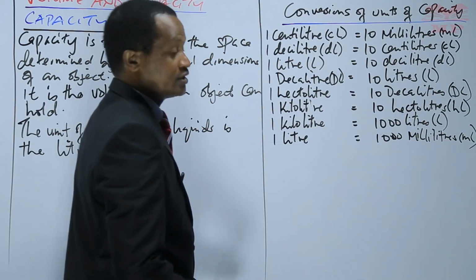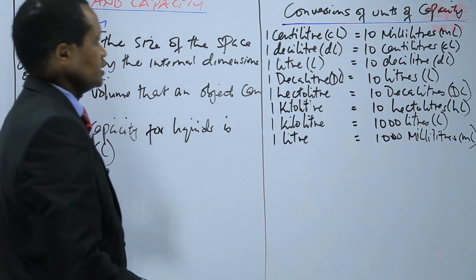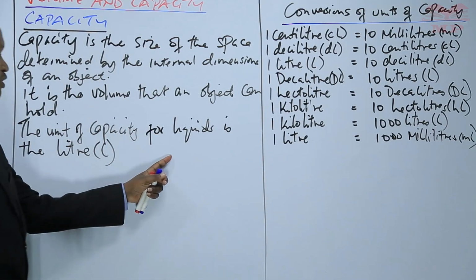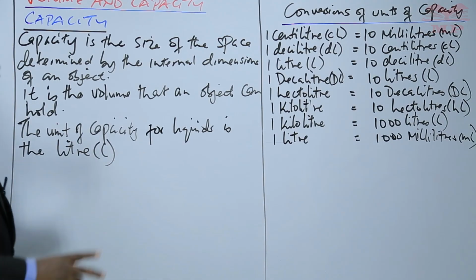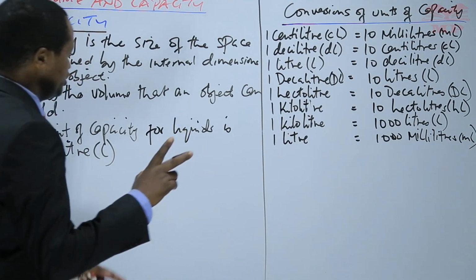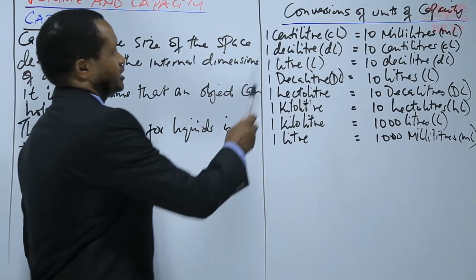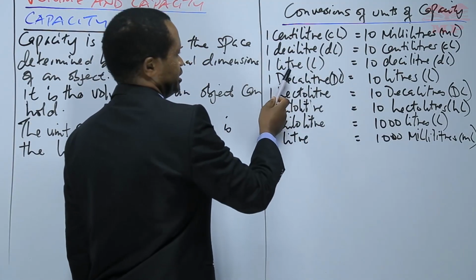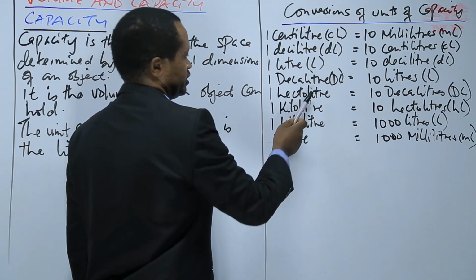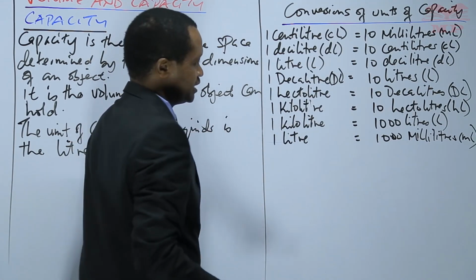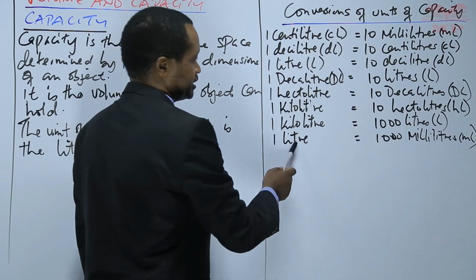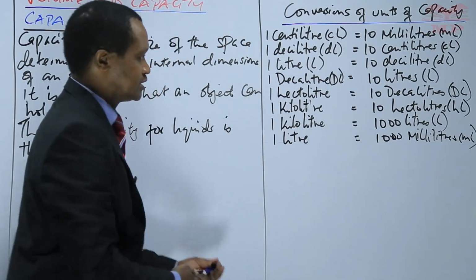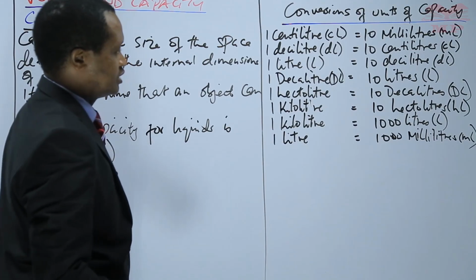So learners, you can see there are various units of capacity. That is the unit of capacity for liquids. There are several units. We have the centiliters, the milliliters, the deciliters, the liter, the decaliters, the hectoliters, the kiloliters, and so on.